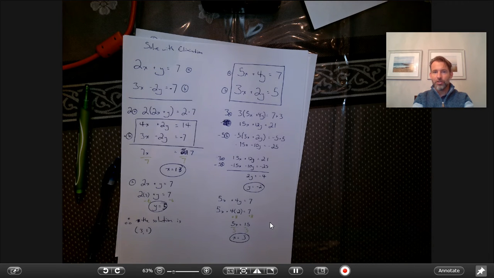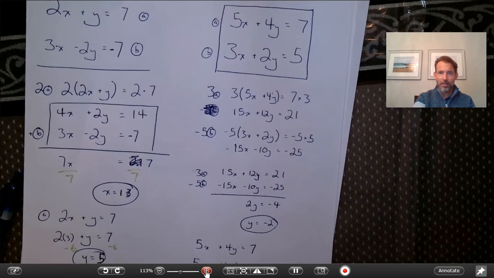Okay, one thing that I mentioned is sometimes you can multiply both equations by a number to create those coefficients that will eliminate. And I'll show you what I did here to do just that.